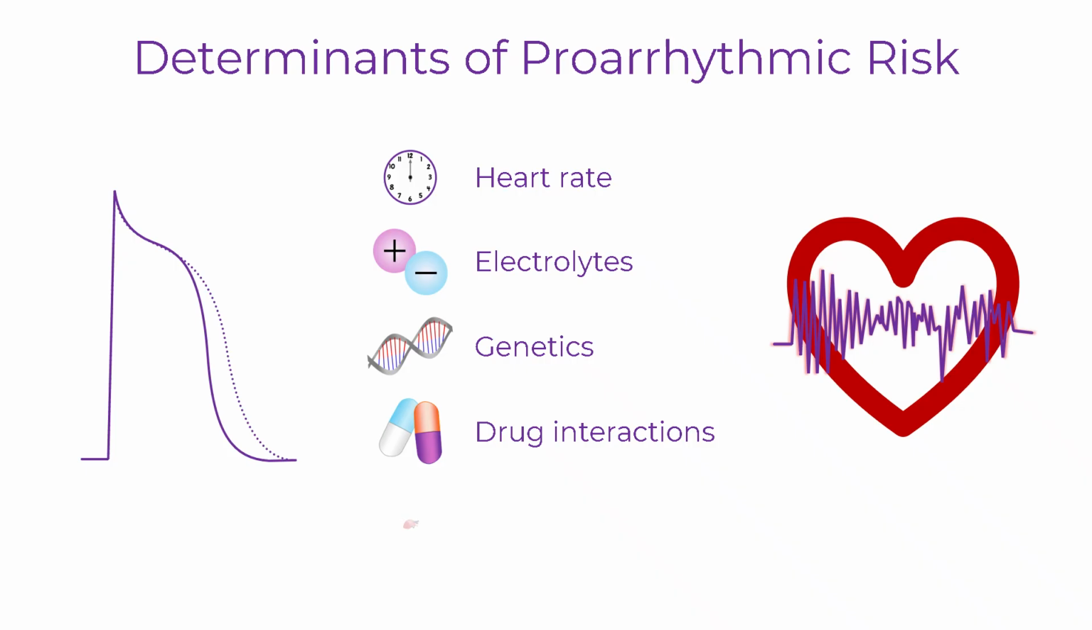Finally, structural heart disease and myocardial ischemia alter the balance of ionic currents and reduce the heart's ability to tolerate repolarization delay. In practice, proarrhythmia arises when a drug that delays repolarization is applied in a setting where repolarization reserve is already compromised.